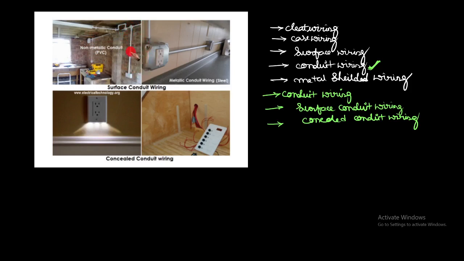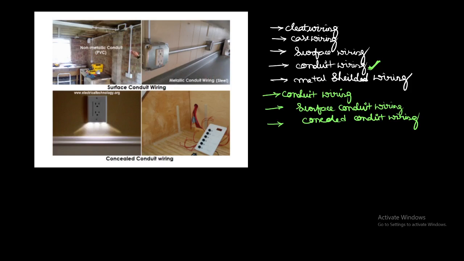It may be done by using PVC pipes or metal pipes also. It is called metallic conduit wiring, either steel. Non-metallic conduit wiring is done by using PVC pipes. Okay, so this is called the surface conduit wiring.